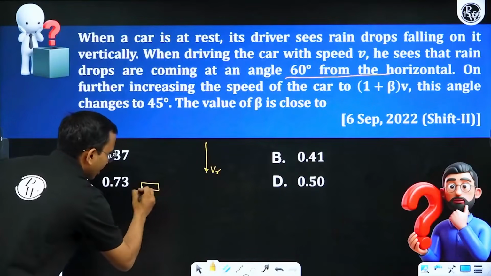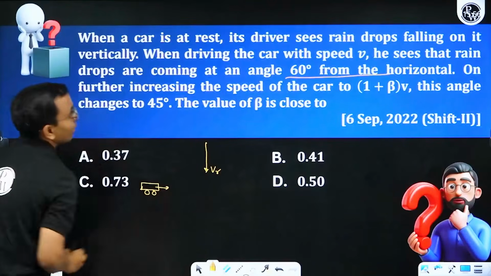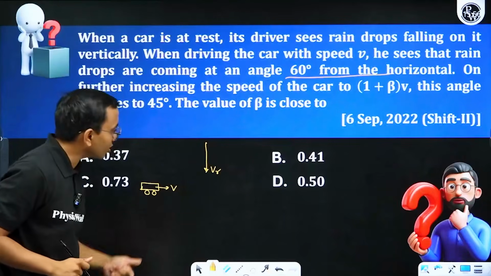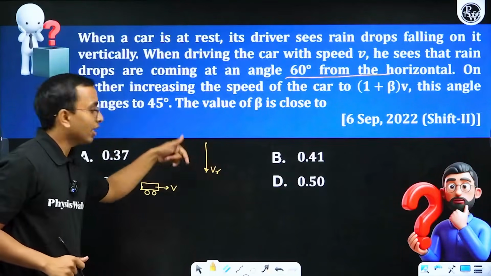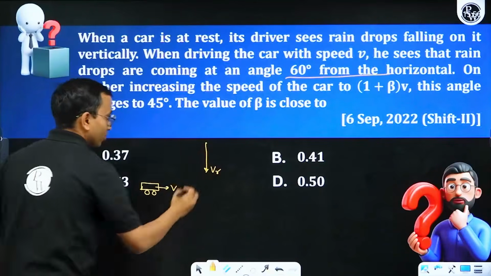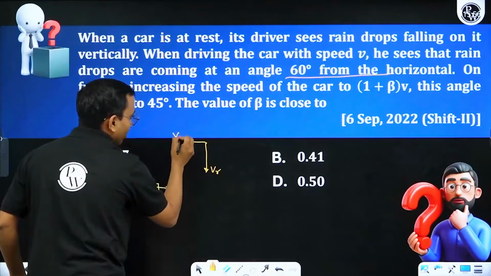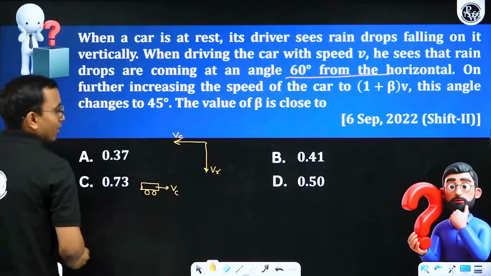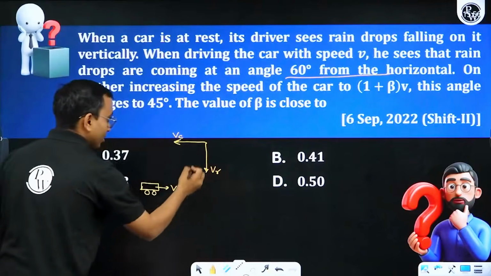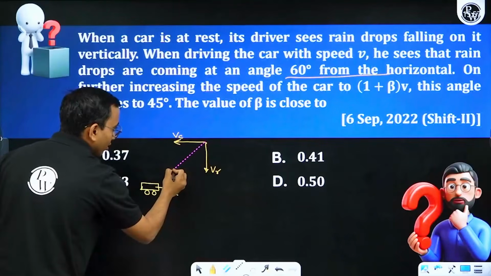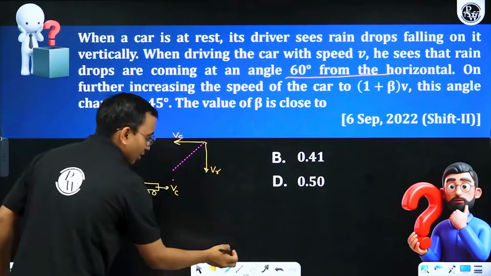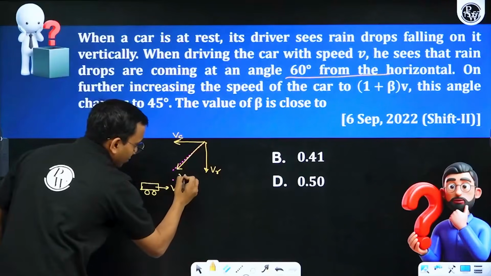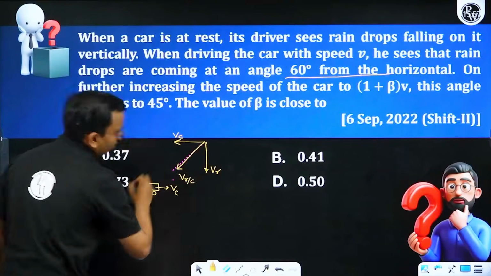Now if he is driving the car with velocity v, what will he see? He will see the velocity of rain with respect to car. So velocity of rain minus velocity of car. Okay, this is VC I am writing. So what will be the angle? The resultant velocity will be along the resultant of these two vectors. So this basically becomes my velocity of rain with respect to car.